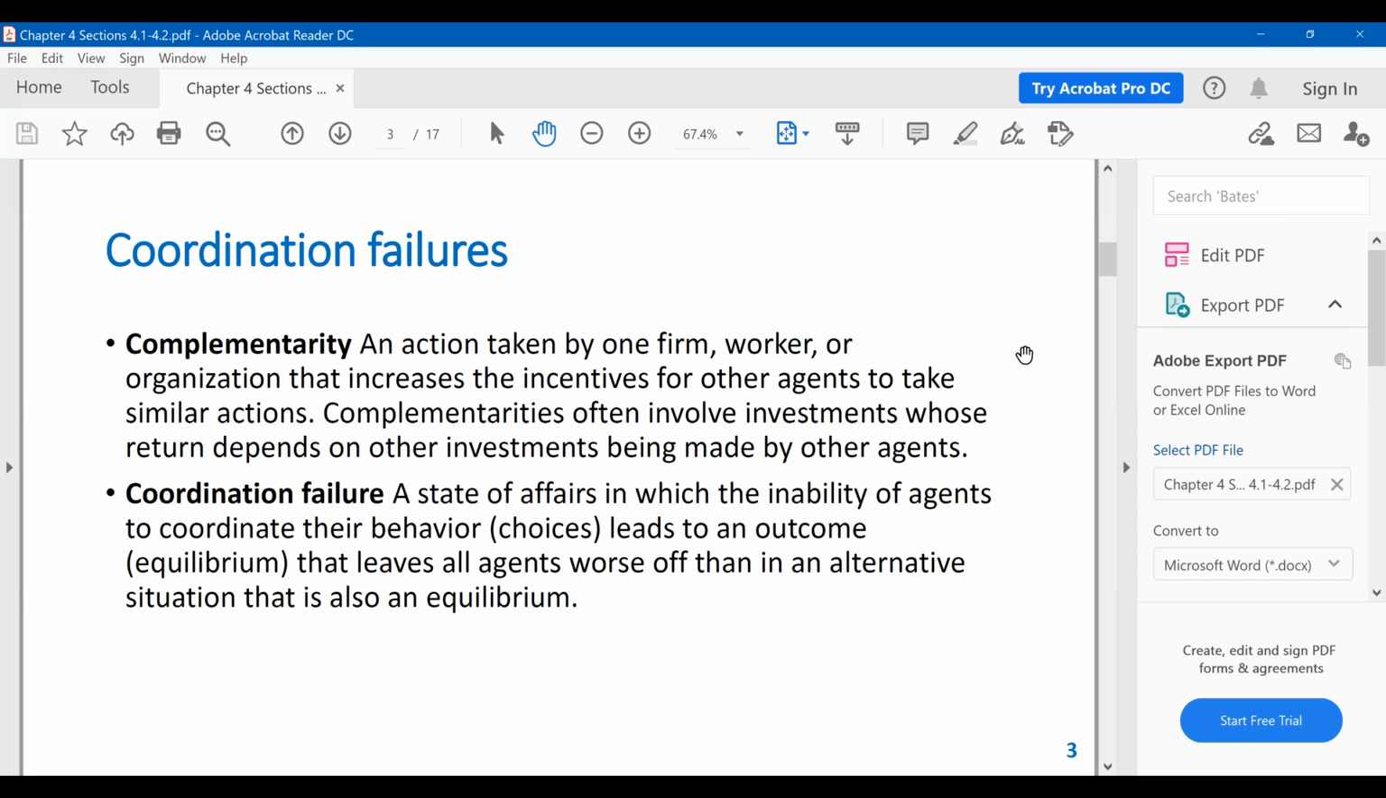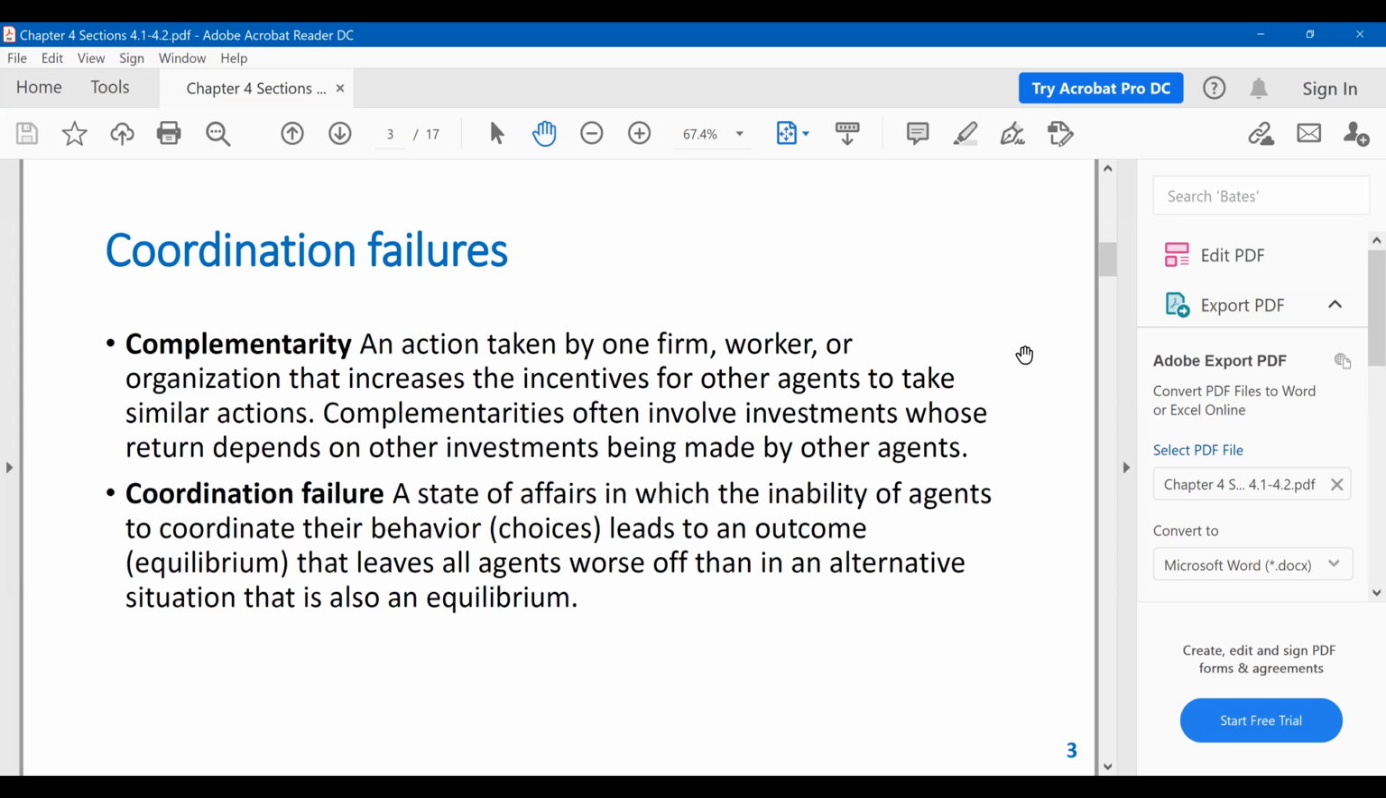So complementarities often involve investments whose return depends on other investments being made by other agents. Okay, so in a moment we're going to start talking about examples of this, but you may think of your own examples.